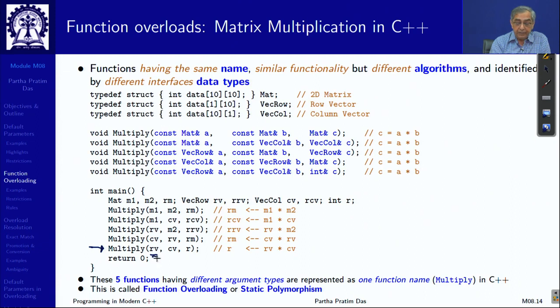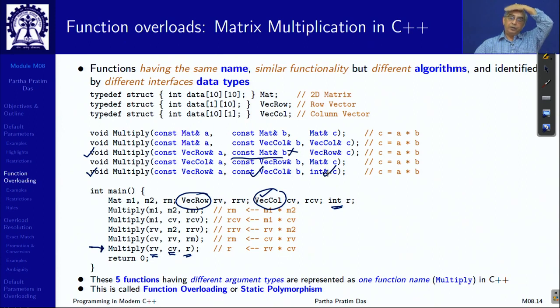The first is RV. RV is vec_row. If it is vec_row, then it can be either this function or this function, whose first parameter is vec_row. Then the second parameter is CV, which is vec_col. In this one the second parameter is mat, so it cannot be. So it has to be this. And the third parameter is R, which is int, and it matches. So, it is the fifth function.